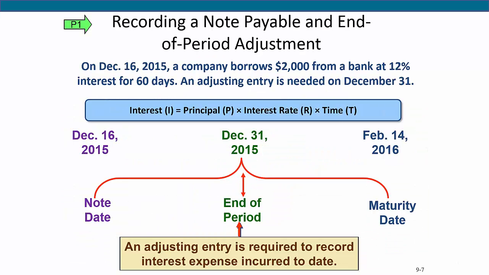If a short-term note payable is issued in one accounting period but is not payable until the following accounting period, it's necessary to make an adjusting entry at year-end to record the interest expense. A reminder of the three important dates for notes payable and receivable is shown on this slide. Let's continue with the same example, but assume instead the $2,000 was borrowed near the end of the year on December 16.